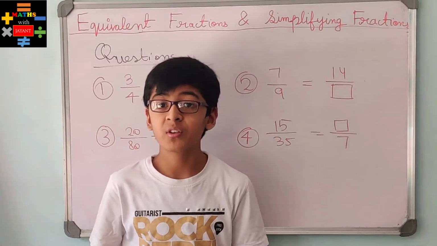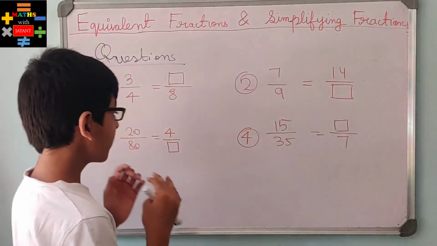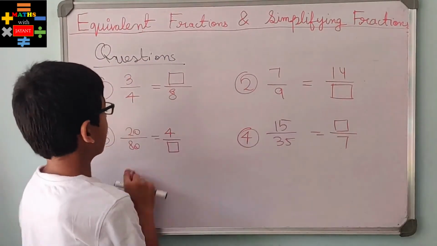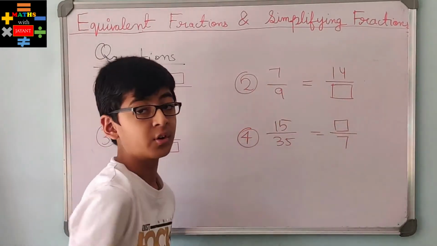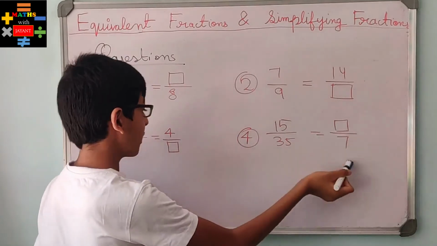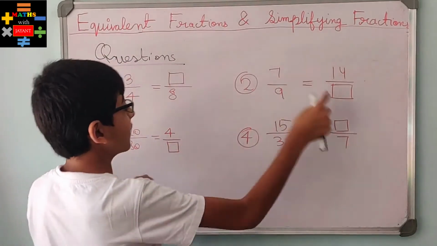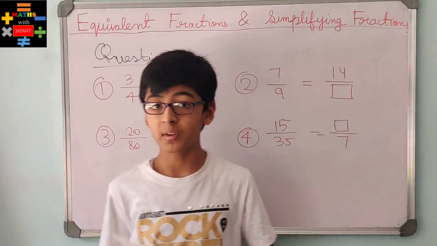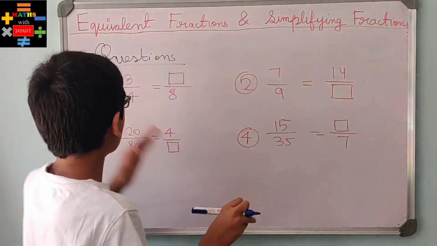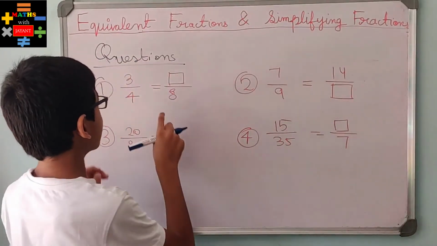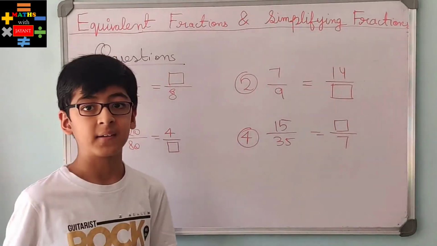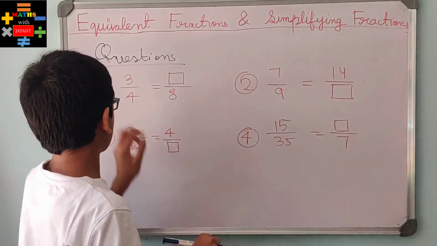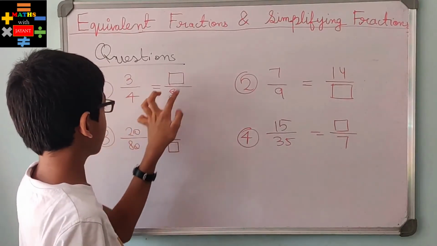So what type of questions do we get? These sort of questions are, we are given one fraction and we need to find an equivalent fraction for it, where either the numerator or the denominator will be given and we have to find the missing number. So how do we do this? Let's start off with our first question. 3 by 4 and something by 8. How do we find this something? Let us see. So 3 by 4 is equal to something by 8.